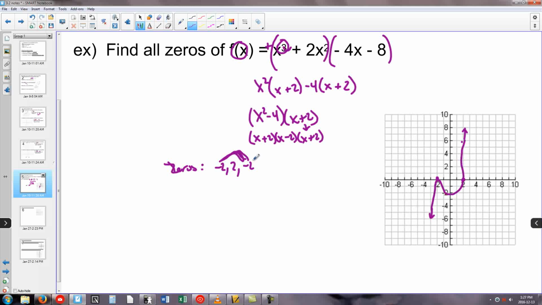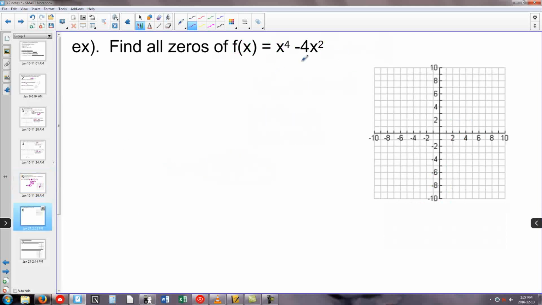Now, our main goal here was to find the zeros, which we did. They were negative 2 and 2. But we can produce a graph using what we know at this point. If we want to find all the zeros of x to the 4th minus 4x squared, there's only the two things, but I want to pull out what's common. An x squared is common, leaving me with x squared minus 4, which we know factors as x plus 2 and x minus 2.